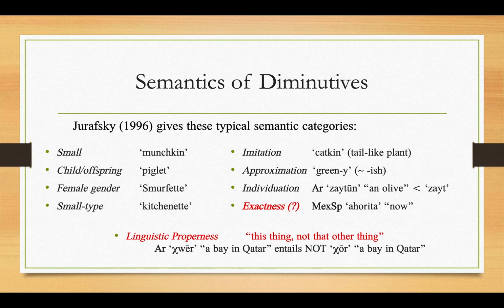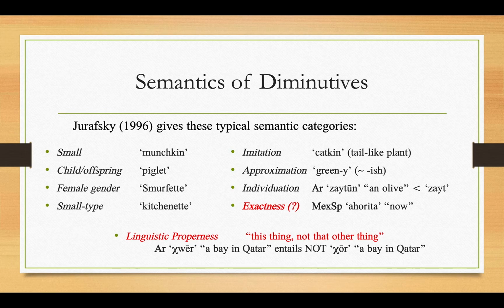So when you study the different senses of diminutive nouns across world languages, you find these sorts of categories. However, the only one that could be construed as having a relation to proper nouns is exactness. So it could be that the special use of the diminutive in Arabic proper nouns has a relation to that semantic category, or it could be that there is another category, linguistic properness, which could be a special sense of the diminutive.